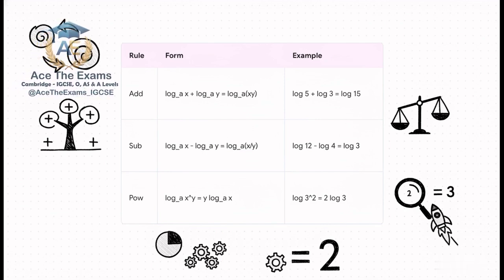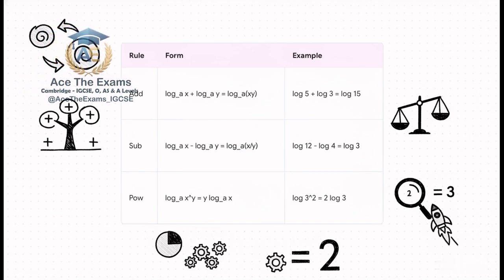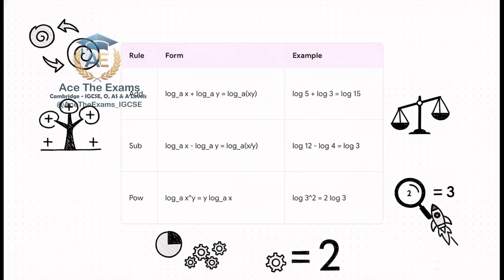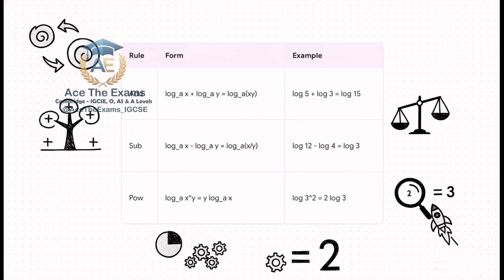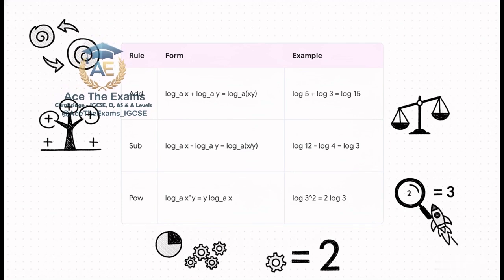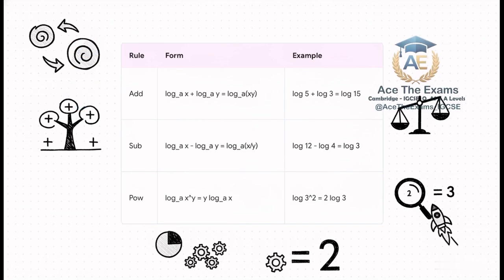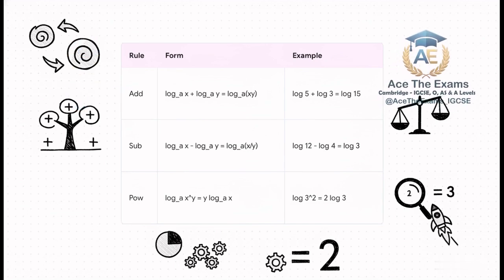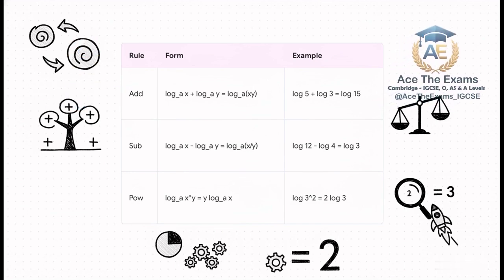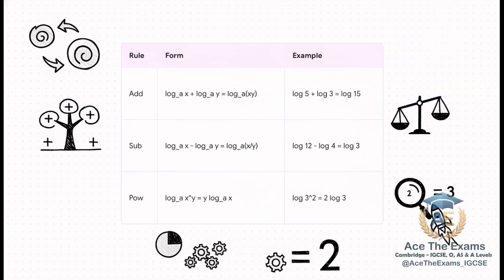The addition rule? It says that adding two logs with the same base is identically equal to multiplying their contents. So log 5 plus log 3 just collapses into log 15. The subtraction rule means you divide the contents. So log 12 minus log 4 becomes log 3. But here is the real game changer, the power rule. It lets you take an exponent that's stuck inside the log and literally pull it right out to the front as a multiplier. That right there is your secret weapon.